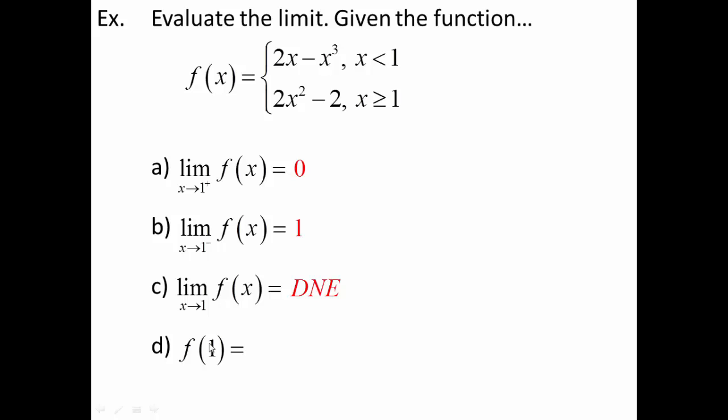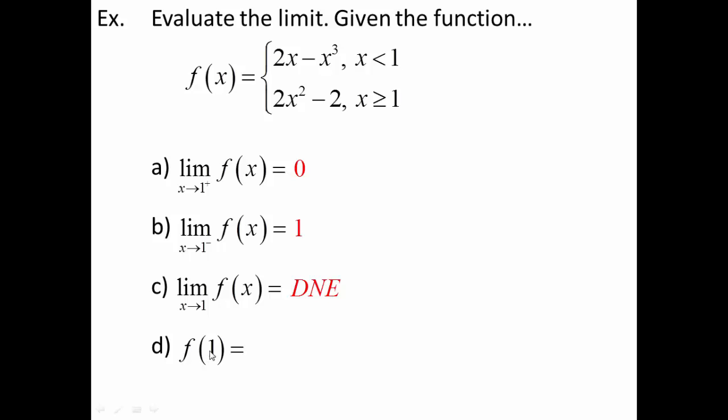Now, again, function value versus limit, not always the same thing. Sometimes they are, sometimes they aren't. They are completely different questions. Part C is asking me the intended height as x approaches 1. Based on the left and right hand limits, I see that there is no intended height. Versus question D asks me, what is the height? What is f of 1?